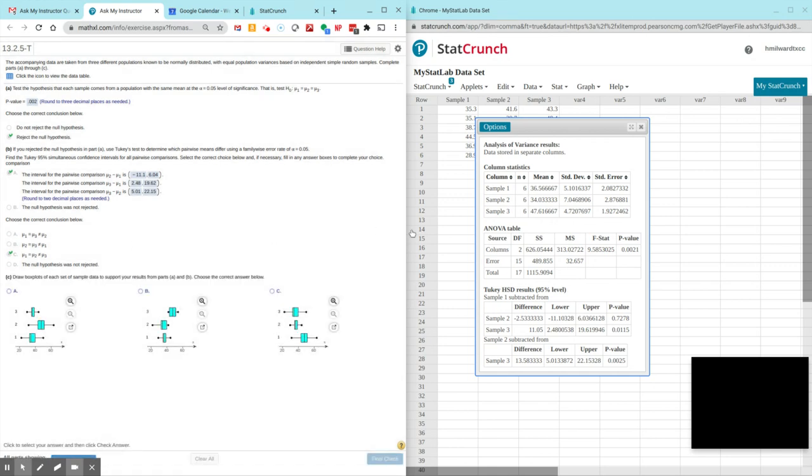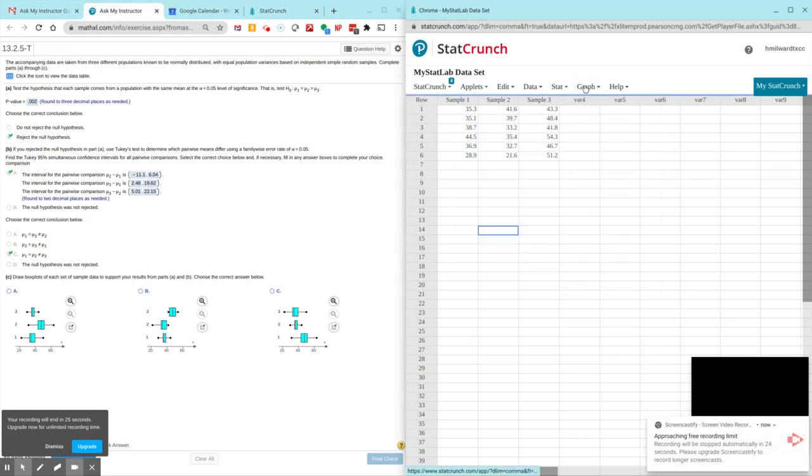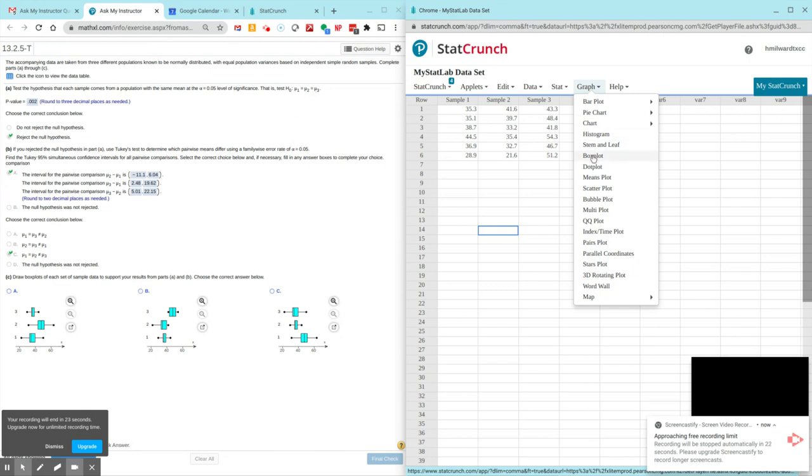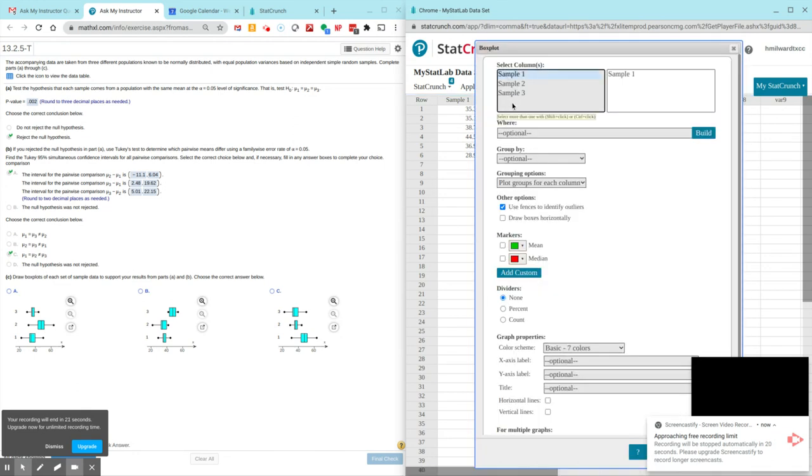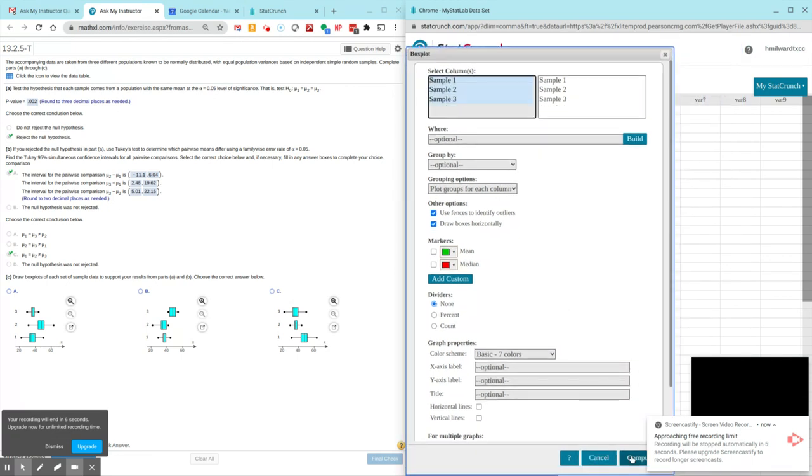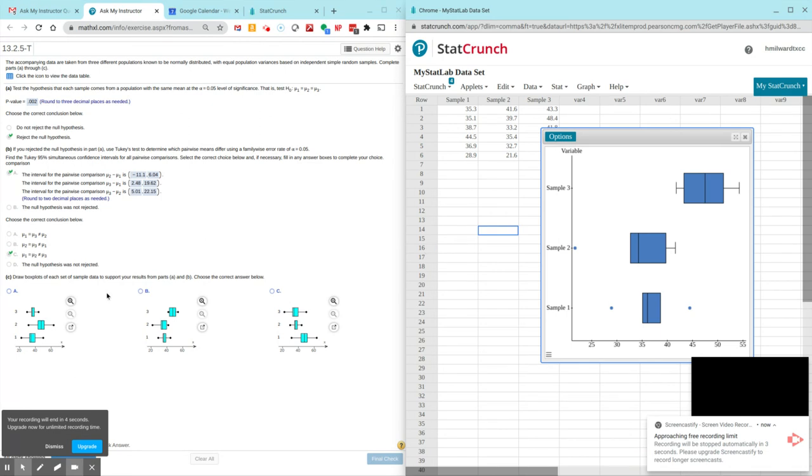Oh, there's one more part. The box plots. I'm running out of time in the video, but you can do this real easy by just going Graph, Box Plot, sample 1, sample 2, sample 3, and then just have them drawn horizontally. And then hit Compute, and it should give you the graphs. And you can choose, I think it's this one right here, if I had to guess real fast.